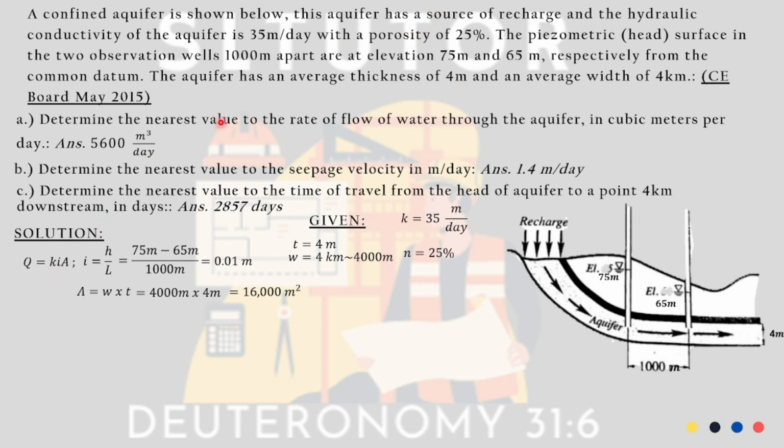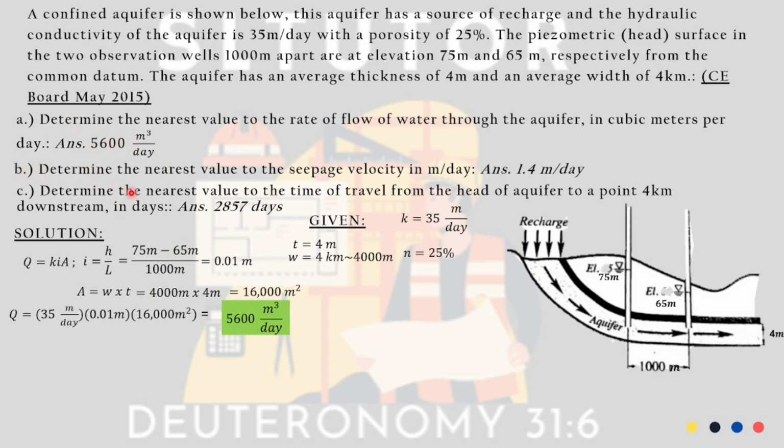Meron na tayong K, meron na tayong I, meron na tayong A. Direct substitution lang po. 35 times 0.01 times 16,000 square meters. We can get 5,600 cubic meters per day. That is the final answer.